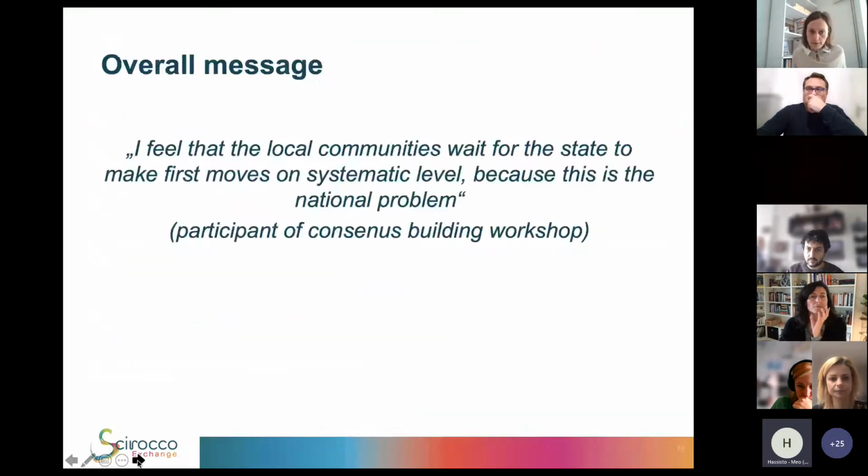So these are three very different experiences in Slovenia with the Scirocco Exchange tool. We are experimenting with different situations, but what they all have in common is that they focus on the local level rather than the national level. And this has proven to be quite a challenge in our case, as the dimensions can depend more or less, and mainly also, on the national level. Thank you.